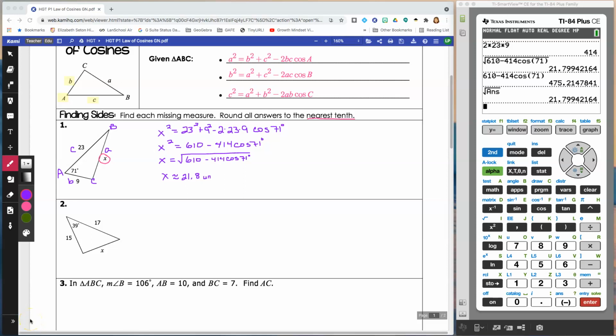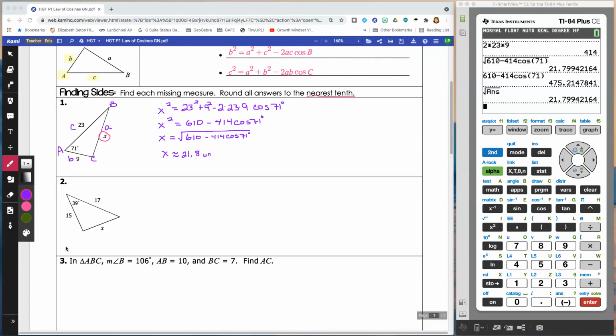Okay, if you watched the last video, then you saw the introduction to the law of cosines. I explained the formula and I did the first example, which you see here. This time, we're going to do the second example. So I'm looking at question number 2. Let me move that up a little bit.